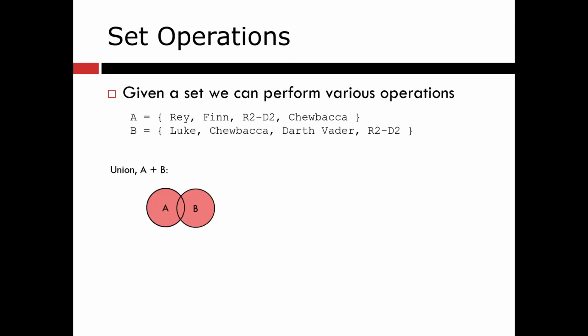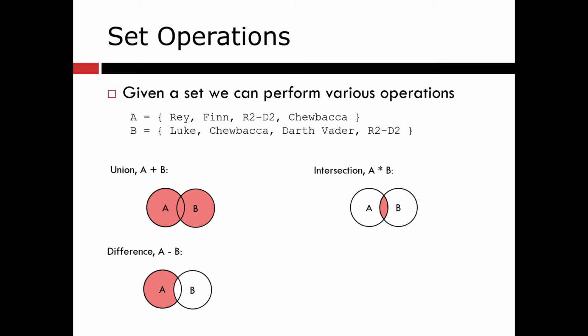So first thing we can do is a union. This is going to add the 2 sets together. That would give us a set, if we're talking about a single set, a non-multi-set, a set of Rey, Finn, R2-D2, Chewbacca, Luke, and Darth Vader, right? R2-D2 and Chewbacca don't get added because they've already been added. If we have a union, that means we can also come up with an intersection. This is where they overlap, and that would be R2-D2 and Chewbacca, right? The 2 things that are similar between the 2 sets.